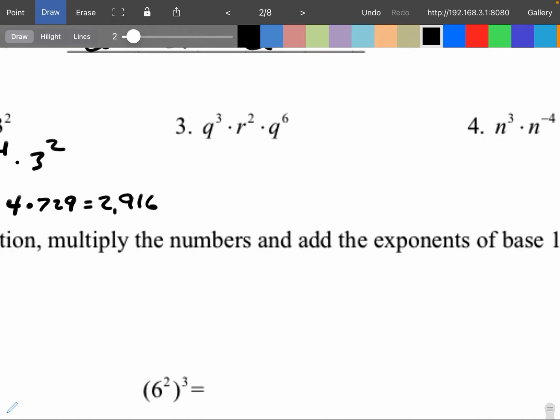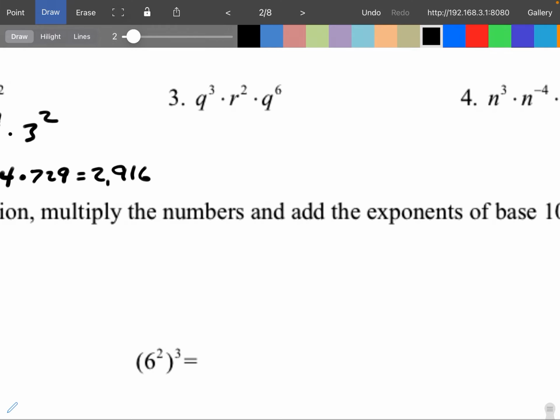All right, let's keep going. So number 3, again, we can multiply in any order. So which 2 would you want to multiply? The q's. Yeah, so you got q to the 3rd times q to the 6th.